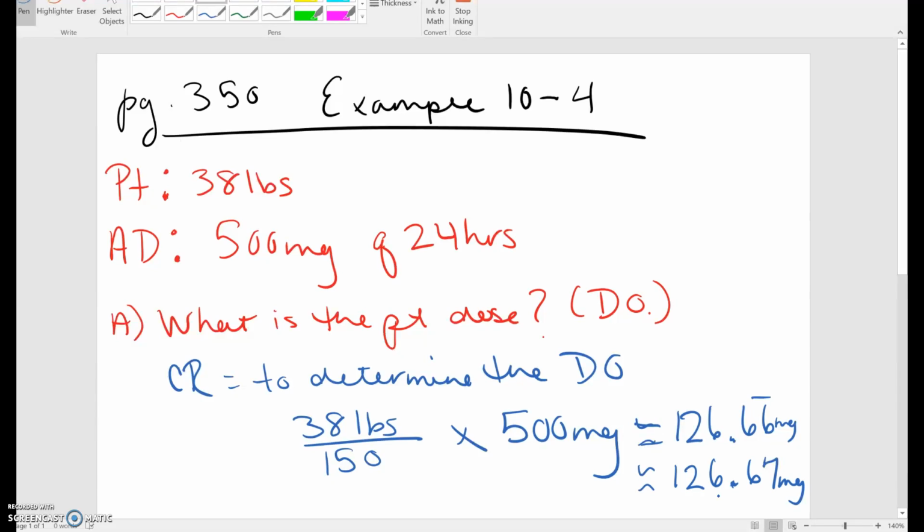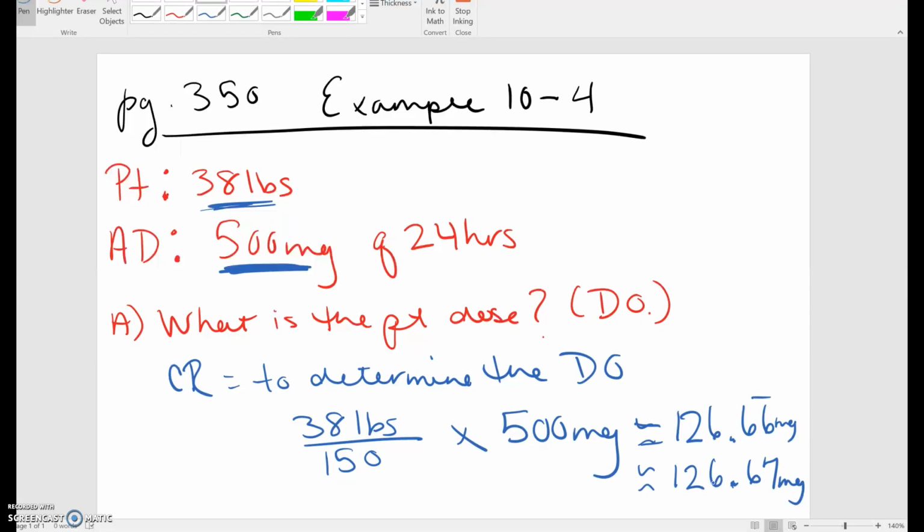You see, that is a big difference. If the average adult dose is 500 milligrams, and this is a child who only weighs 38 pounds, we're not going to give them 500 milligrams. If we give this child 500 milligrams, we have overdosed the patient, because when you use Clark's rule to determine the true dosage order, it tells me that the patient should only receive 126.67 milligrams.